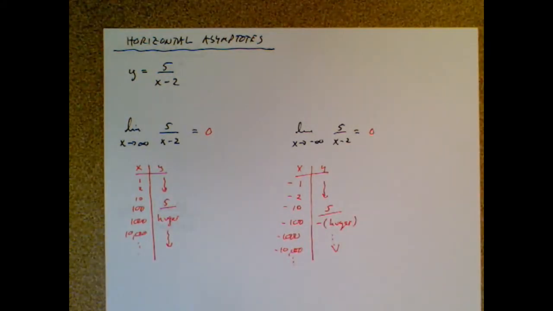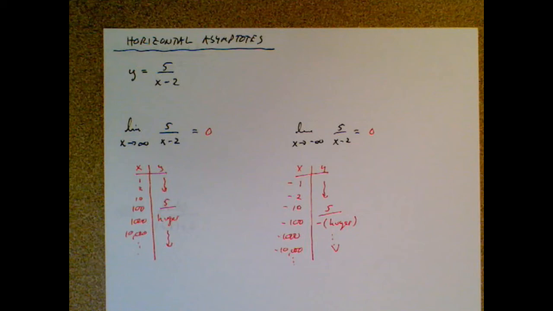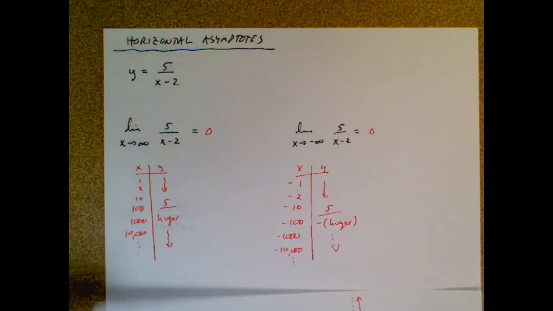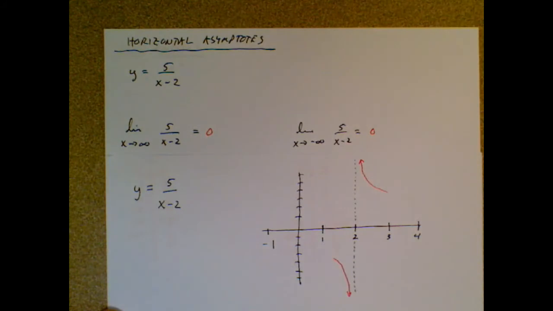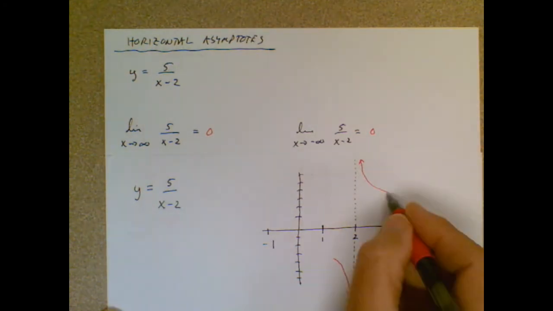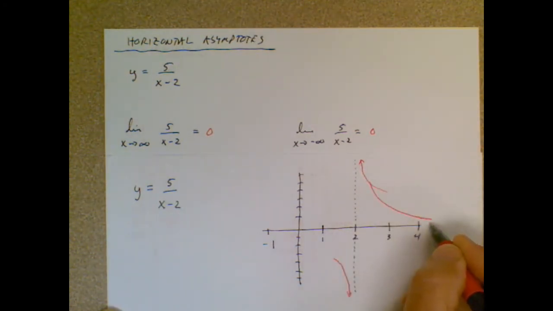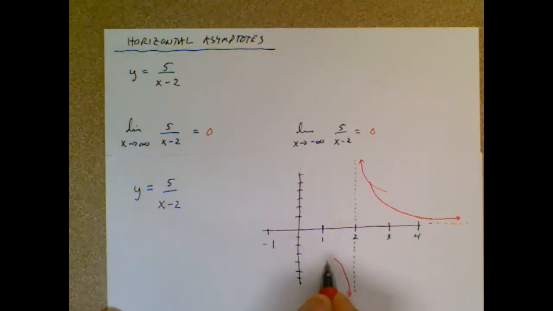Maybe you need to pause to think it through. But my x values are going to negative infinity. My equation is 5 over something that's getting huger and huger, just has a negative sign. So that's also a 0. So I can translate this to that graph I had before. As x approaches infinity, my y values are trending towards 0. So now I'm going to kind of change this up. And as x heads to negative infinity, my y values are trending towards 0.